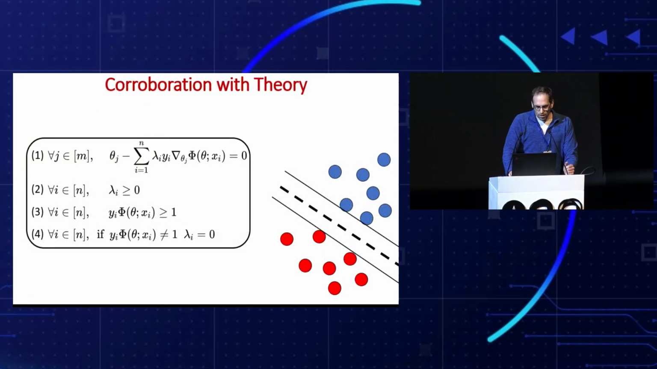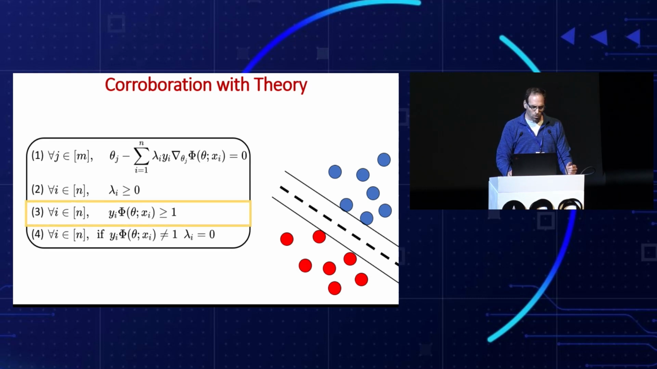A nice analysis showed that our results actually corroborate with the theory. If we look at the third condition, this object on the left-hand side is actually the distance of each sample from the margin. It can be either 1 or larger. If it is 1, it means that the sample lies on the margin. If it is larger, it means it is far from the margin. If we look at the fourth condition, if this distance is not 1, it means the sample is far from the margin. Its lambda i must be 0.